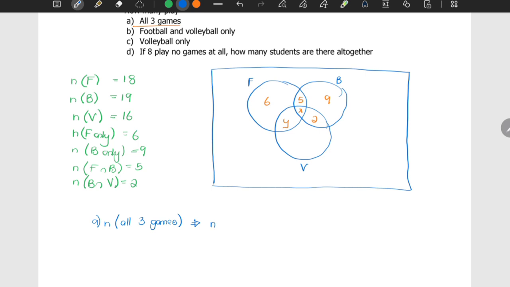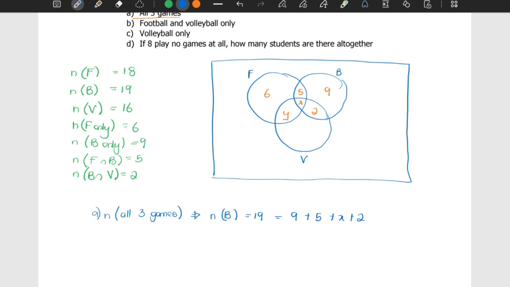We know that the number of students who play basketball is 19. And 19 is supposed to be equal to 9 plus 5 plus x plus 2. Because when you look at it, that's what is represented around basketball. We have 5 who play football and basketball, 9 who play basketball only, 2 who play basketball and volleyball, and x who play everything. That's why we chose basketball, because we have most of the information and fewer unknowns.